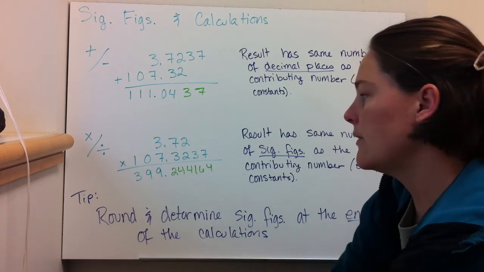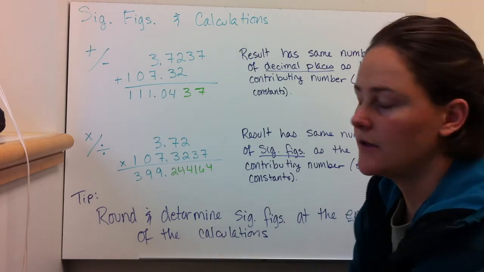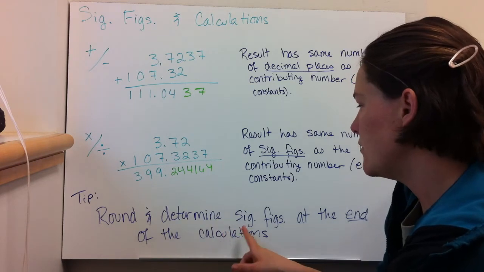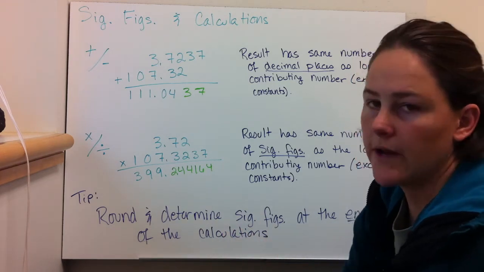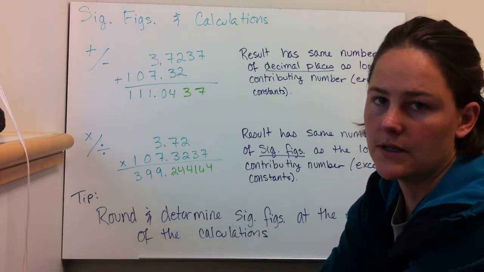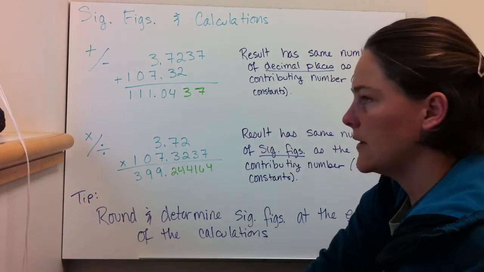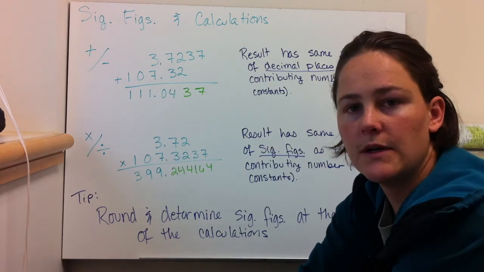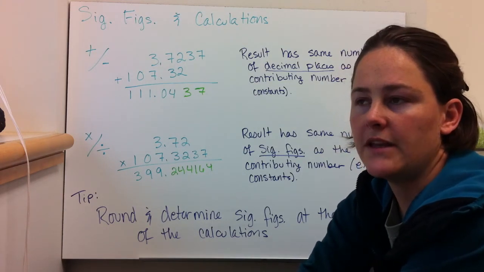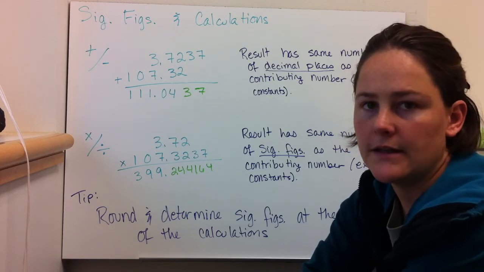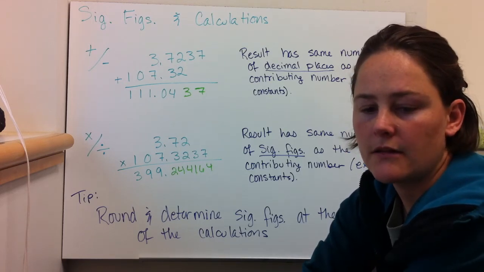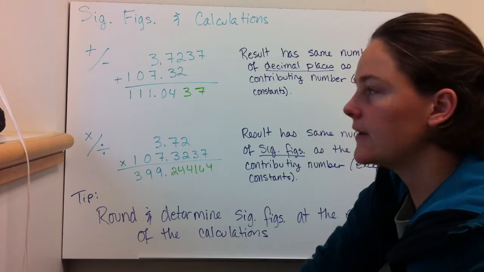Alright, so the way that your book says to do it and the way that I do it is you want to round and then determine the significant figures at the end of the calculation. So I usually keep an extra digit when I'm doing a calculation, and then at the end I round off and do my significant figures.